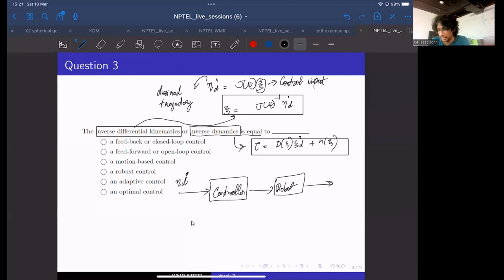Eta desired, based on whatever control law we are using, and I am assuming we are using the dynamic control. So if we are giving eta desired as input, the controller would give you the torque, computed based on this input. The controller will basically compute the torque based on this equation. This is coming from the controller.